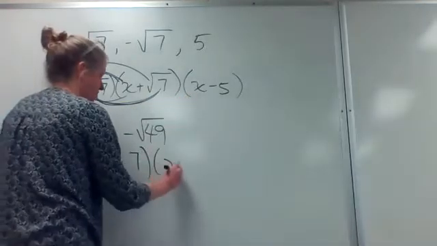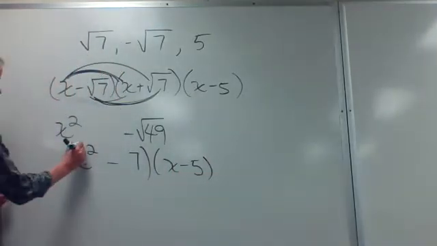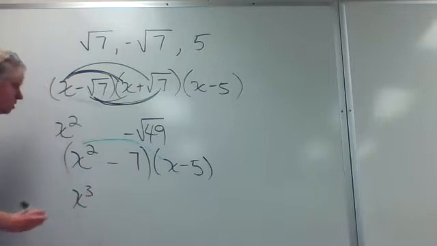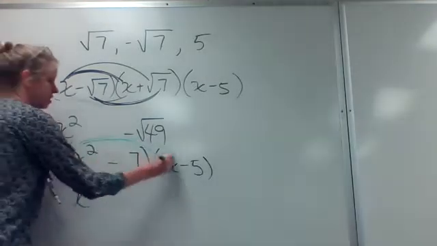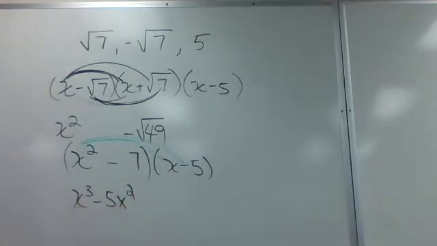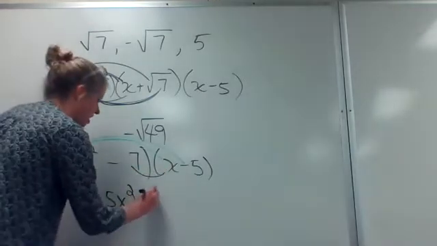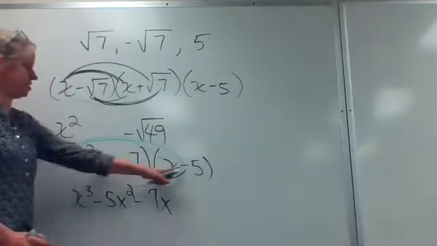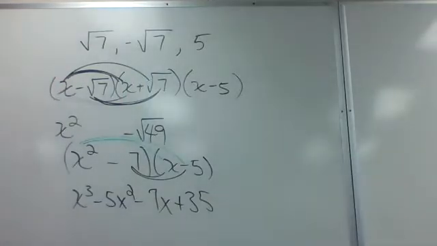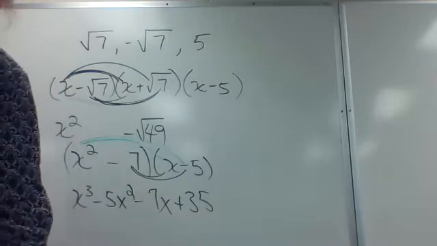Bring down the x minus 5 and FOIL. So let's see, x squared times x gives me x to the third. x squared times -5 gives me -5x squared. My inner, -7x. And my last, -7 times -5 is +35. So I don't even need to clean anything up. There's no like terms. I can't put anything together. And all the terms are in the right order.